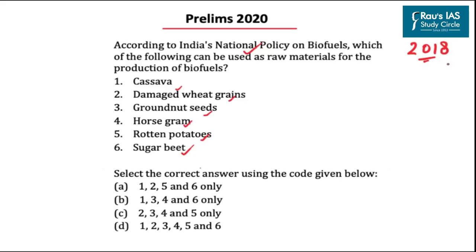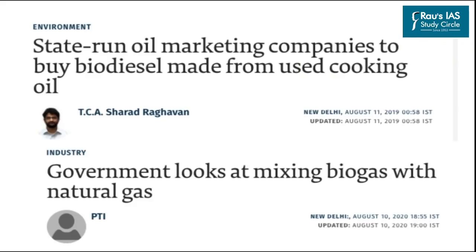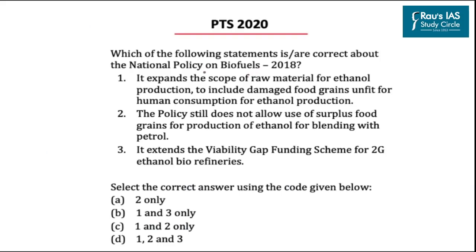The reason is that although it was launched in 2018, the vision laid out in this particular policy was being implemented through various decisions in various sectors of our economy throughout 2019 as well as 2020, and so it kept on appearing in newspapers again and again. We had also realized the significance of the National Policy on Biofuels 2018 for Prelims 2020, and that is why in our PTS 2020, that is, Prelims Test Series for 2020 Prelims, we had formulated this particular question, which focused on some of the very important and basic features of the policy.